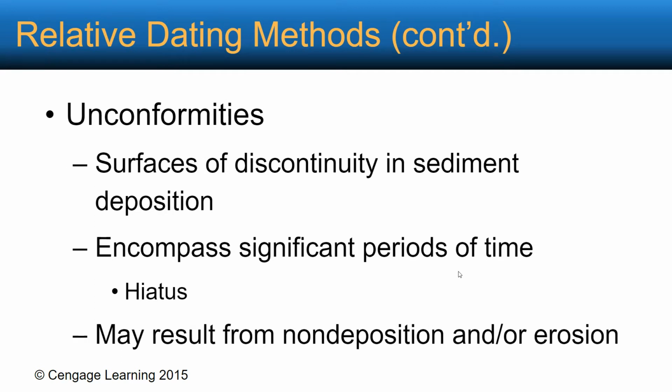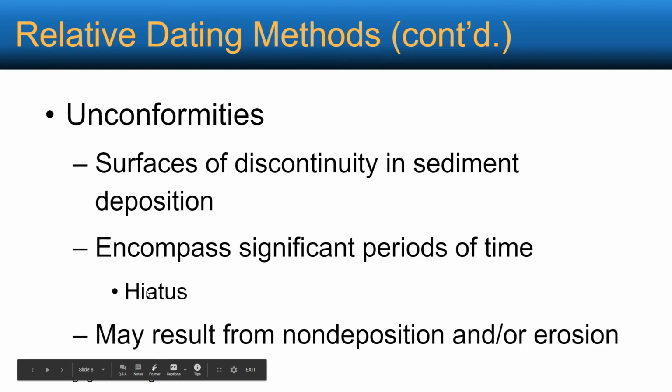So then we get these things called unconformities, which is this really funny word. It basically just describes periods where there's stuff missing from the record. This could be because there was never anything deposited in the first place, or it could be because stuff was eroded away. And in either case, we have what's called a hiatus, or significant periods of time where there's nothing there. So again, non-deposition and/or erosion.